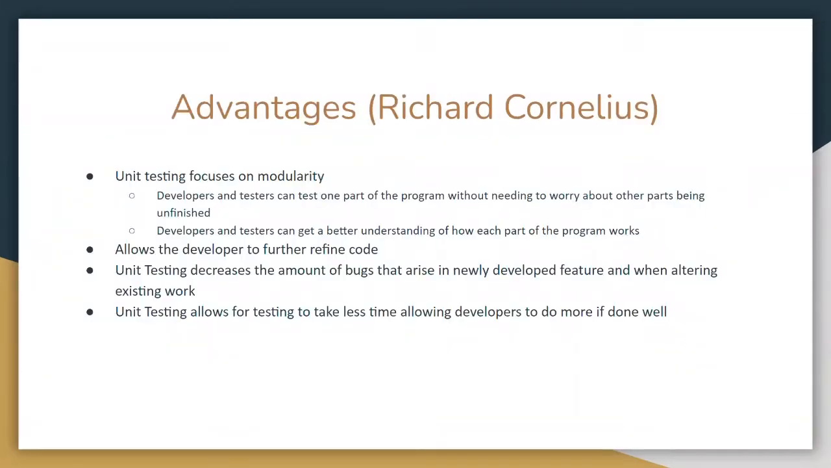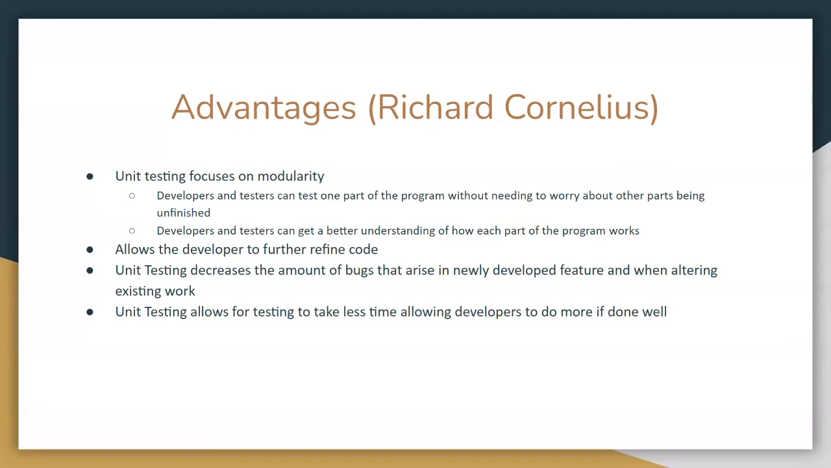There are a lot of advantages in using unit testing. One of the biggest ones is that unit testing focuses on modularity. Modularity allows testers to test different pieces of an application without needing to worry about any of the other areas being completed or perfected. This also allows testers to create and run tests that are focused on a singular part of the program, rather than needing to worry about interactions that would happen between other pieces.